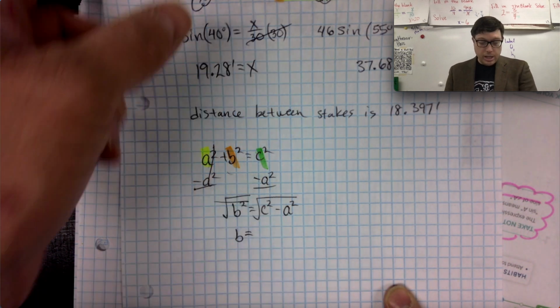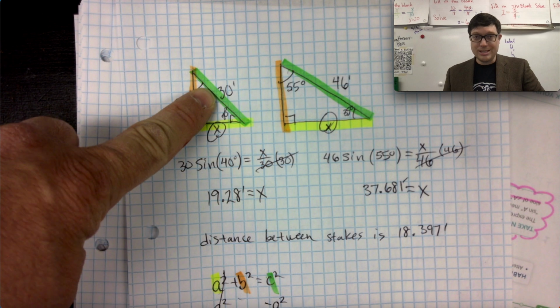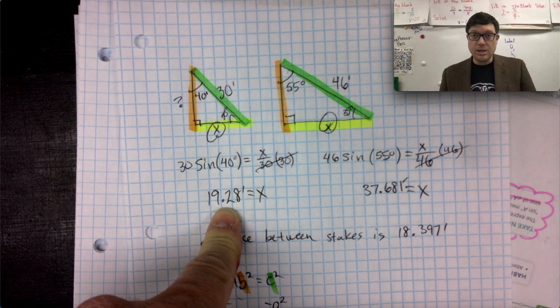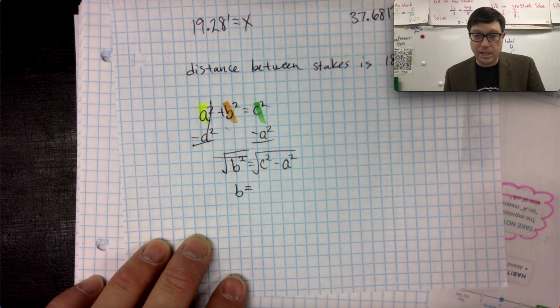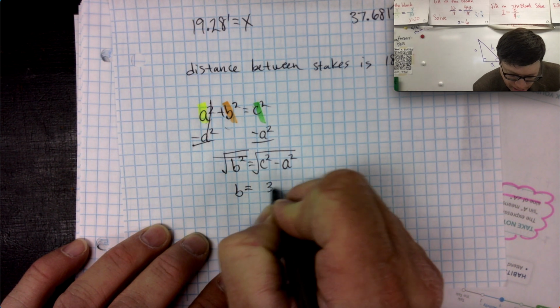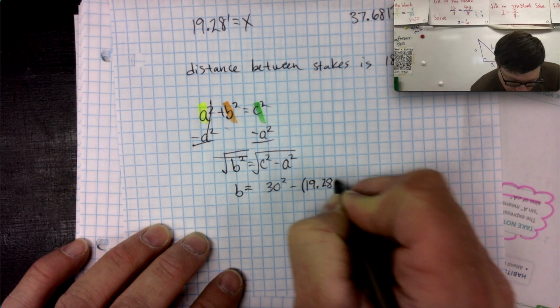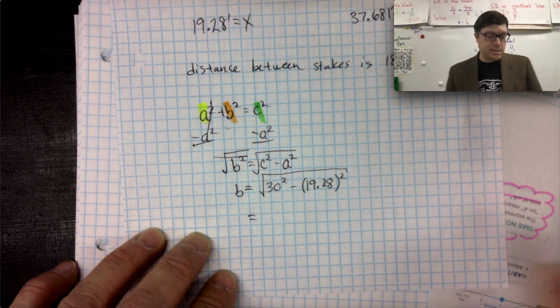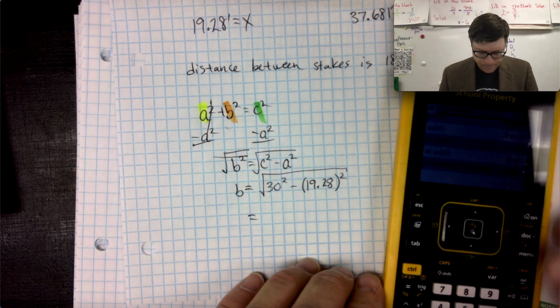From this, we can now put in the numbers that we know. 30 is C. 19.28 is A. So those can go into this formula, and we'll know the length of B, the height of the pole. So 30 squared minus 19.28 squared, square rooted. All of this is now calculator work, so I'm going to type it all into the calculator directly.